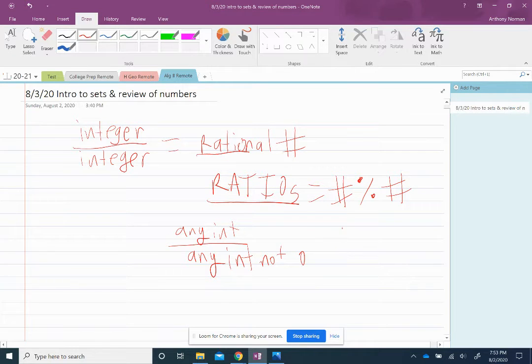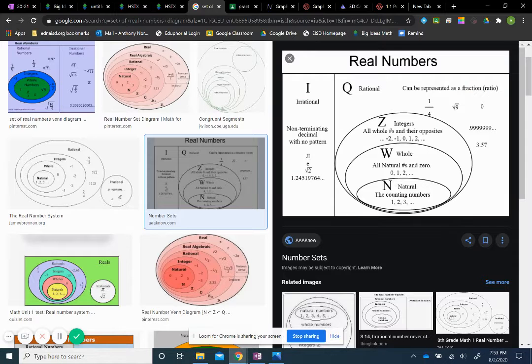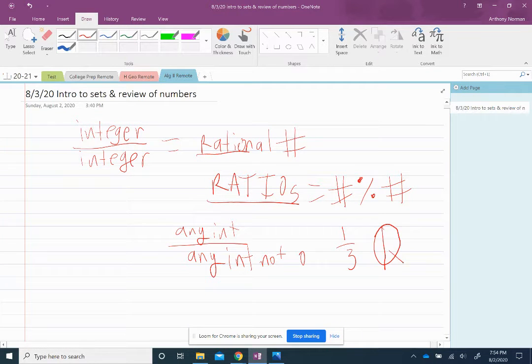So 1/3 is a rational number. Oh, wait, no, that's not the symbol for rational numbers. Rational numbers are Q's. A fancy Q. So even though 0.3333 is a repeating decimal, we can write it as a ratio of two integers.